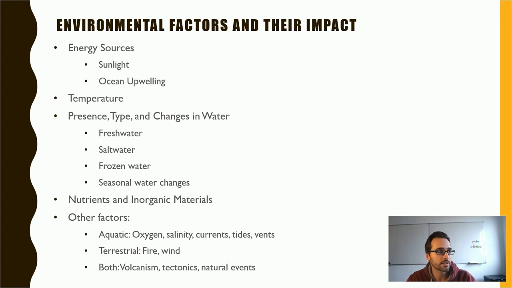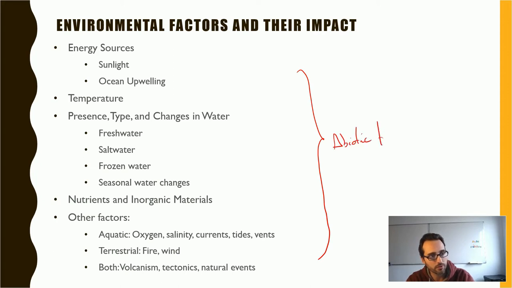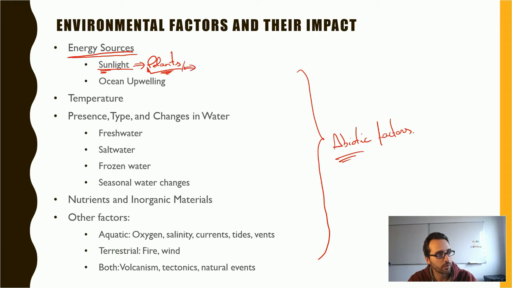So this is a list that I made for you about the abiotic factors. All of these are abiotic factors. I'm going to write this here, abiotic factors. For example, the very first thing that you have to consider is the energy sources or the energy resources. The sunlight is quite important for the plants, because they are going to produce the food for the rest of the animals. And ocean upwelling is related to how many nutrients you can find in some areas of the ocean.